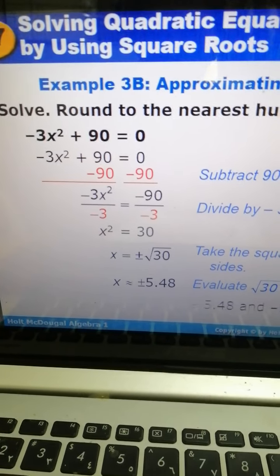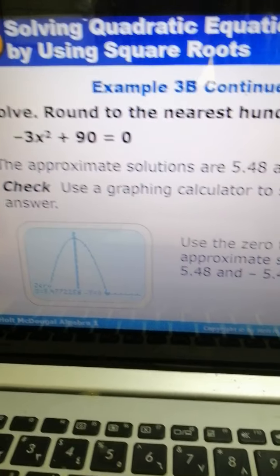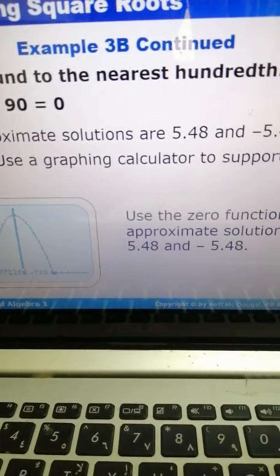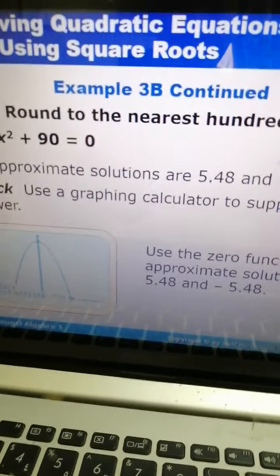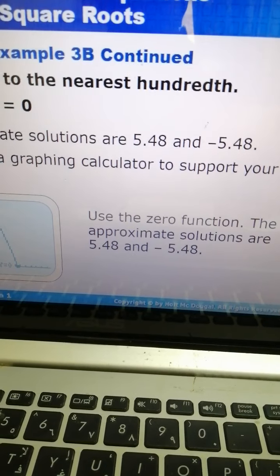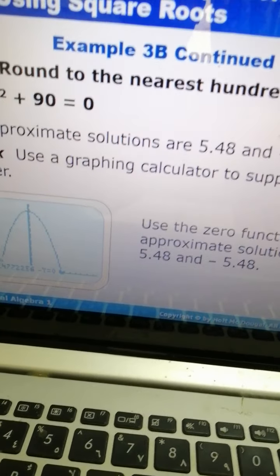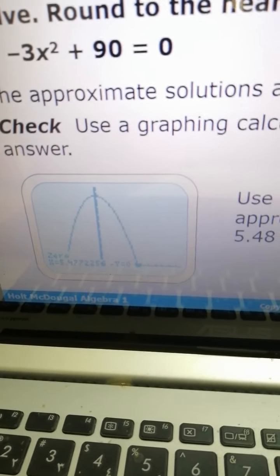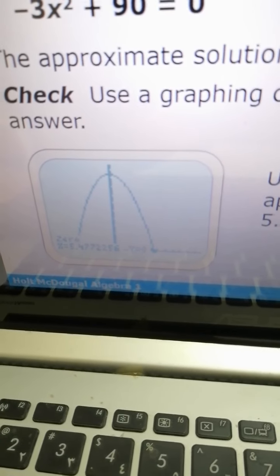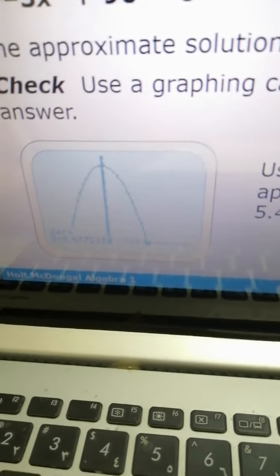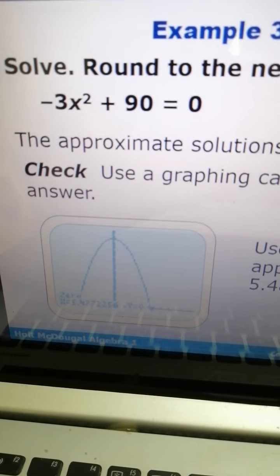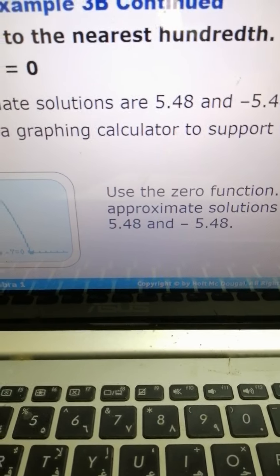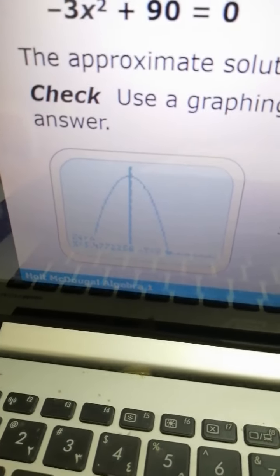Approximating solutions. Okay, going back to the graph, our x-intercepts, when we found the approximate solutions, are 5.48 and negative 5.48. Using the graphing calculator, but if you want to try it in Desmos, you can see that you don't have exact x-intercepts. The parabola is opening downward because it's negative 3x squared. But then the x-intercepts are approximately 5.5 and negative 5.5, so it will pass through there.